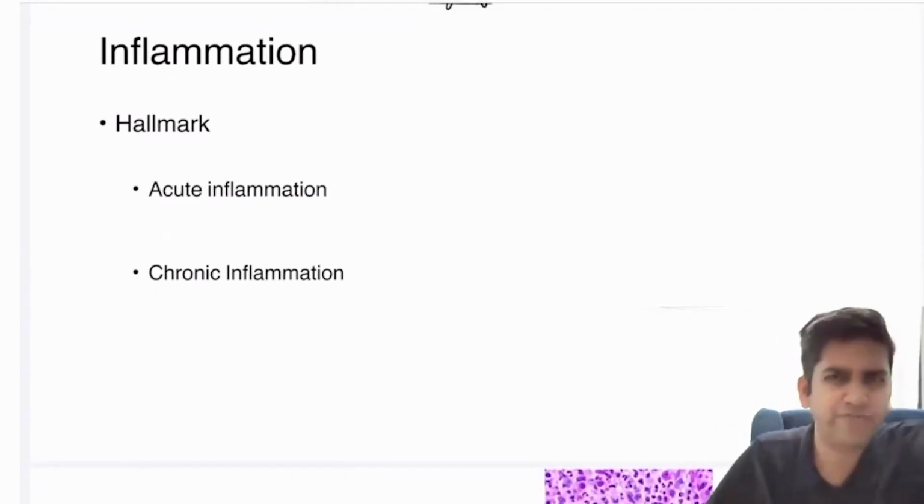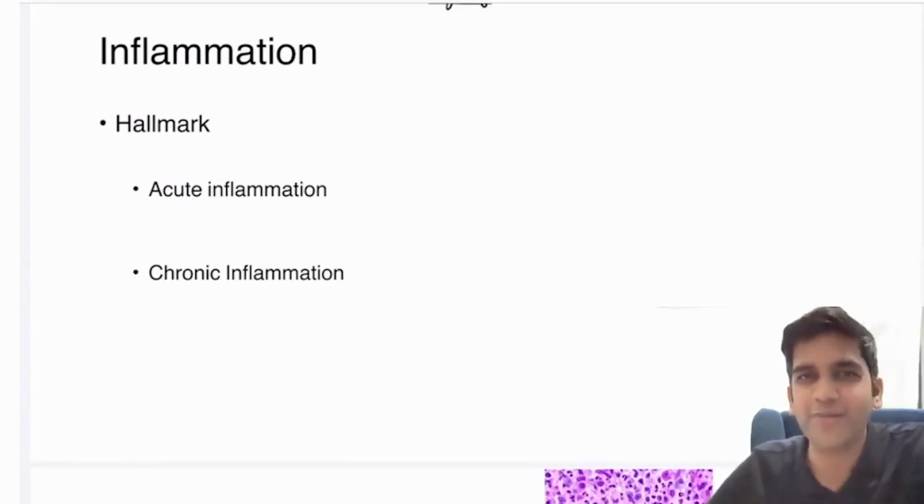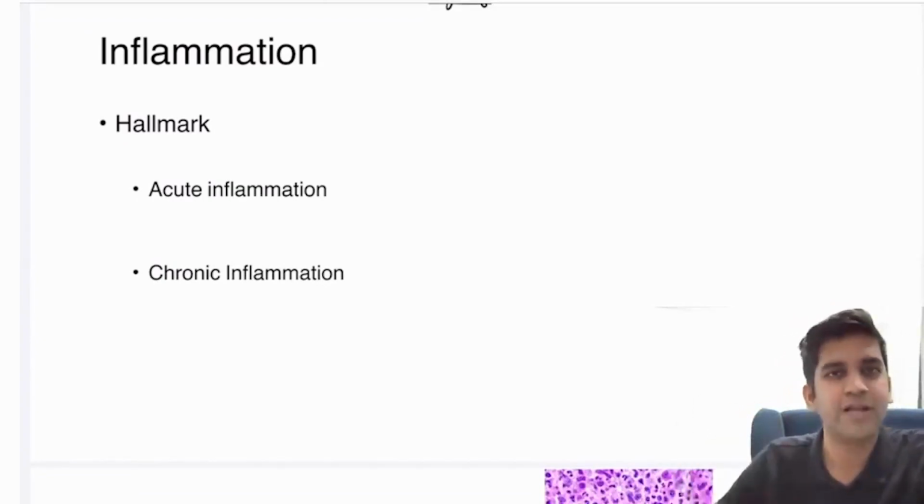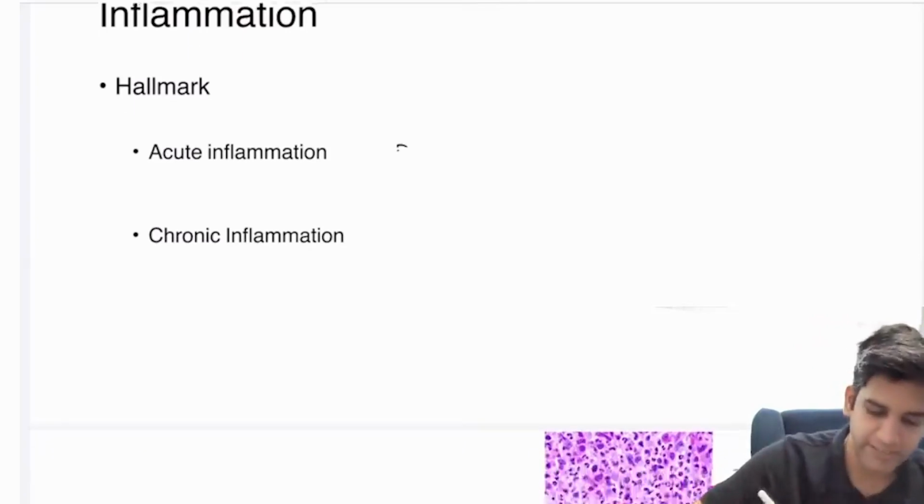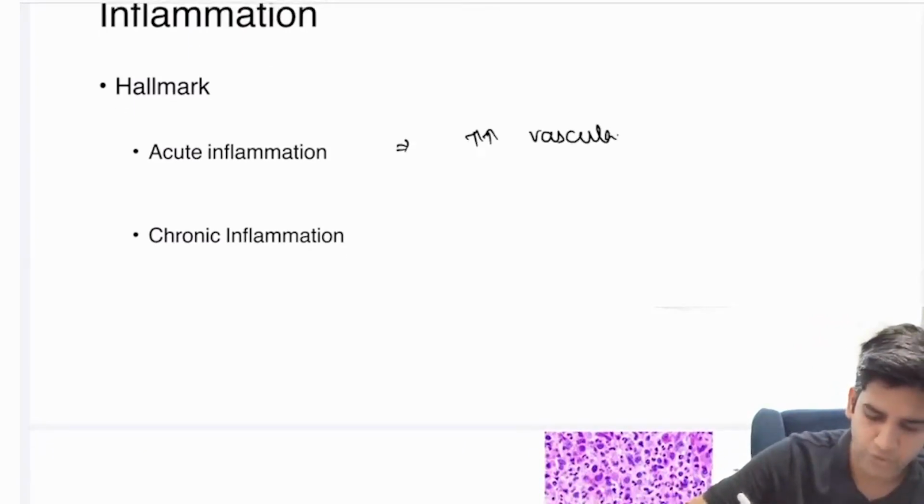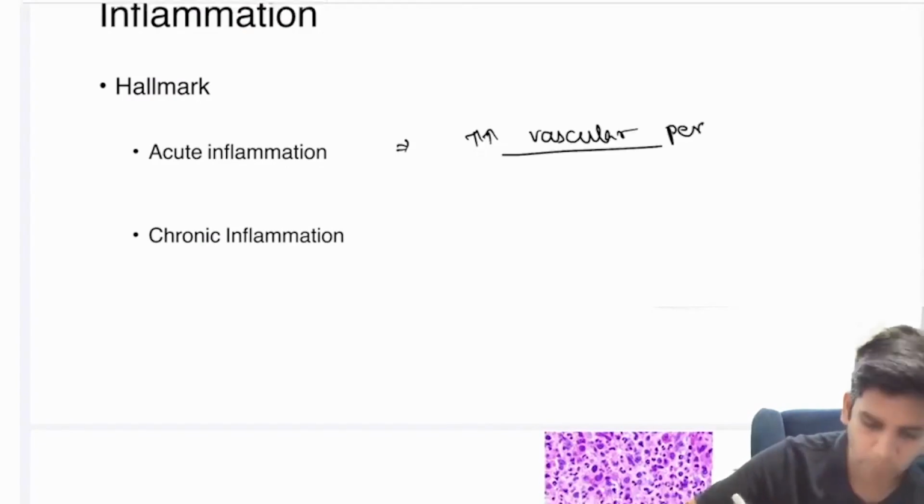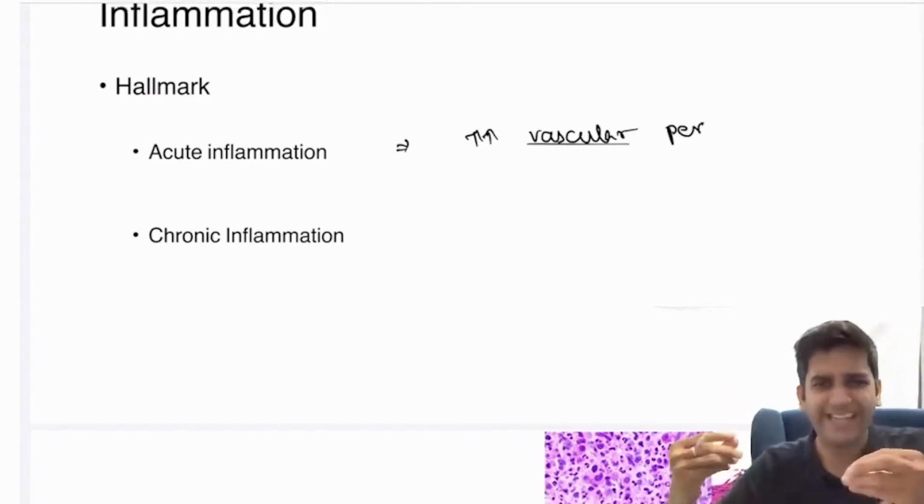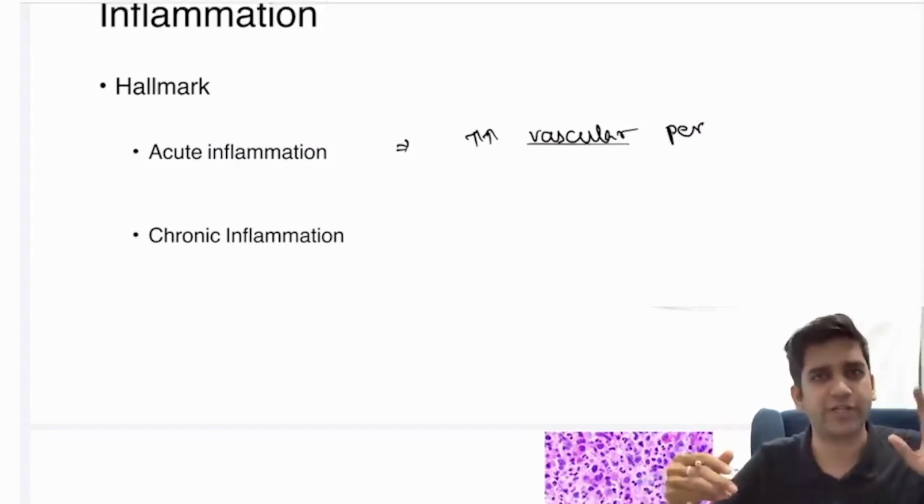So inflammation, I have 2 things, right? Acute and chronic inflammation. You've been reading that from your first year of MBBS. The hallmark of acute inflammation is nothing but an increase in vascular permeability. The more vascular permeability you have, the more edema. Vascular permeability is the hallmark of acute inflammation, right?